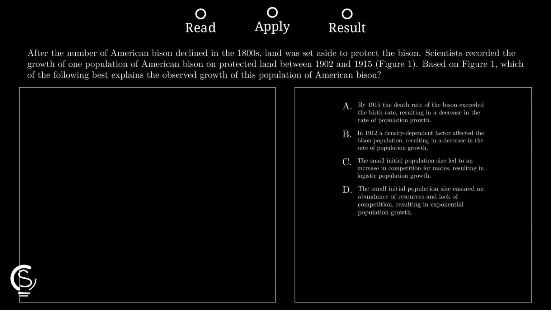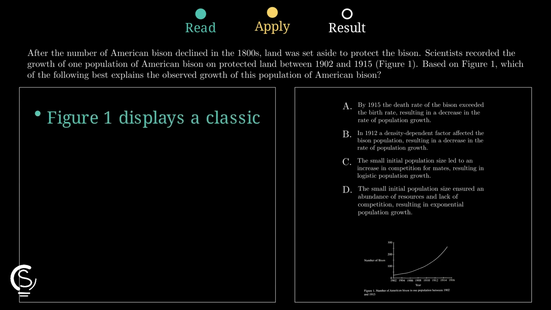Figure 1 shows a classic exponential growth pattern, where the bison population keeps rising faster over time instead of leveling off, so the curve suggests rapid increase, not slowdown. That usually happens when a population starts small and has plenty of space, food, and other resources, which means little competition at first and lets reproduction drive quick growth.